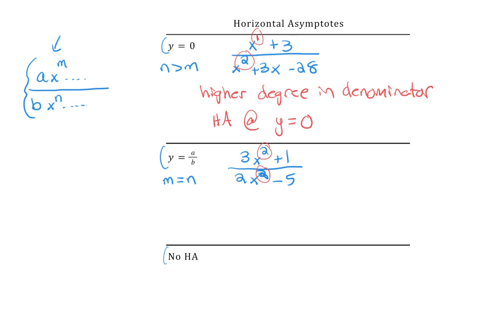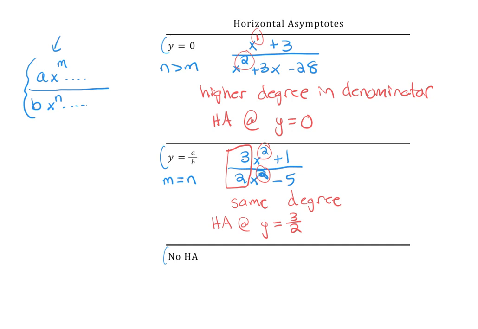M equals n. That means that your horizontal asymptote is coming from those leading coefficients. So in this case, we have a horizontal asymptote at y equals 3 over 2.